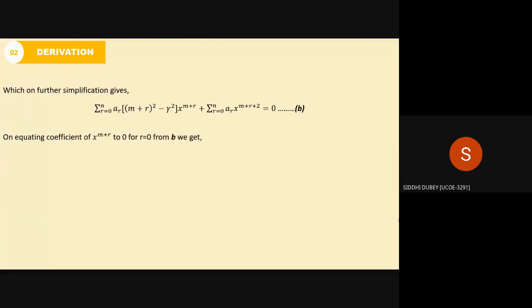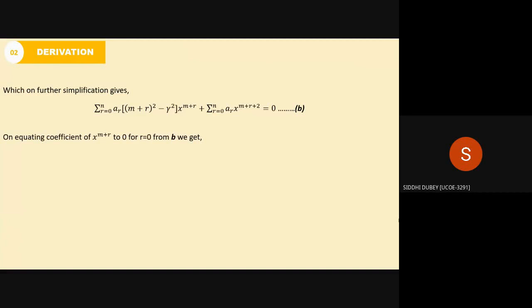Which on further simplification gives our equation B, that is, summation of r equal to 0 to n of ar times ((m plus r) square minus lambda square) into x raised to m plus r, plus summation of r equal to 0 to n of ar x raised to m plus r plus 2 equal to 0. Here m is non-negative, that is, a positive integer.